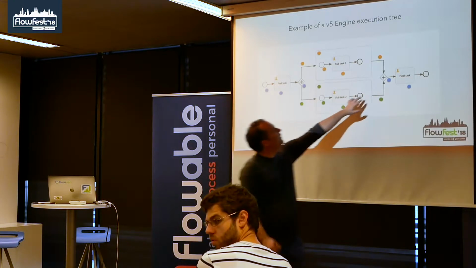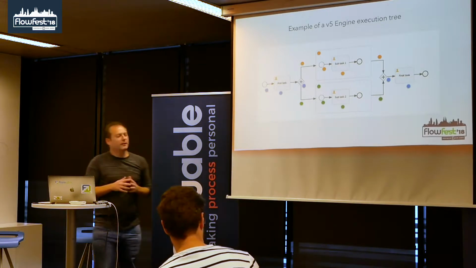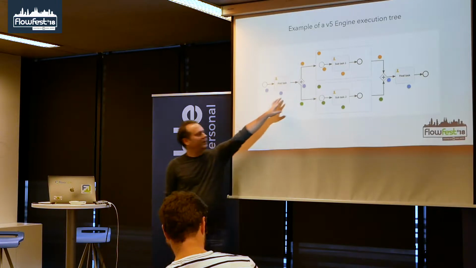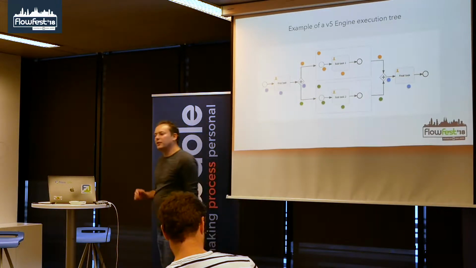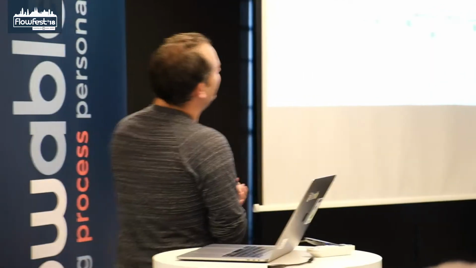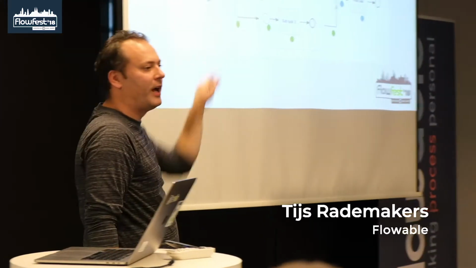Then at the end, we come to the join parallel gateway, and the waiting execution from the fork parallel gateway is continued and taken to the final task and end event. So you see a lot of reuse and quite strange behavior, like why does this execution need to wait at this fork parallel gateway? There's no real reason for it. But that's what's happening in the V5 engine.